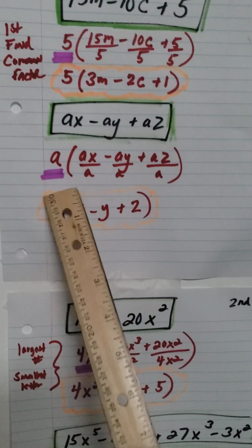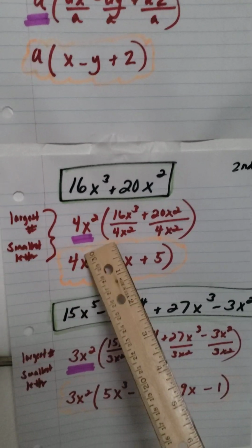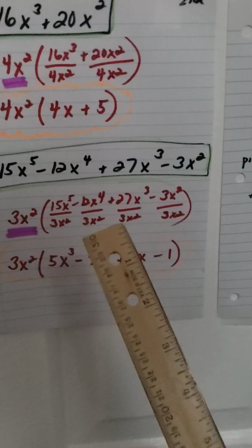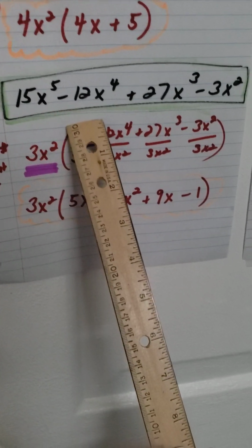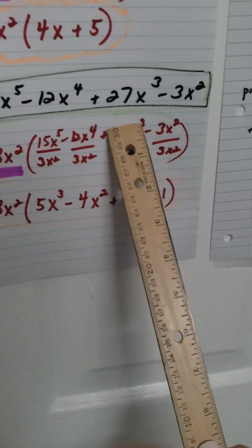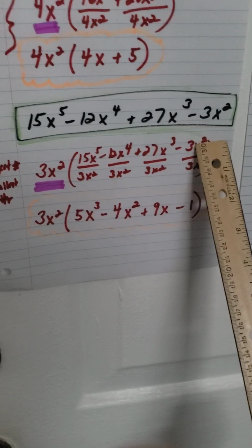It could have a letter. It could have numbers and letters. All right, well, let's look at this one down here. Okay, this one has 4 terms. 15x to the 5th minus 12x to the 4th plus 27x to the 3rd minus 3x squared.